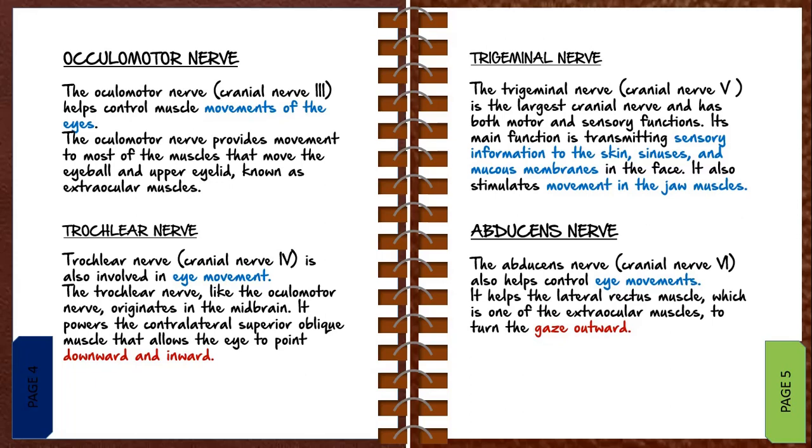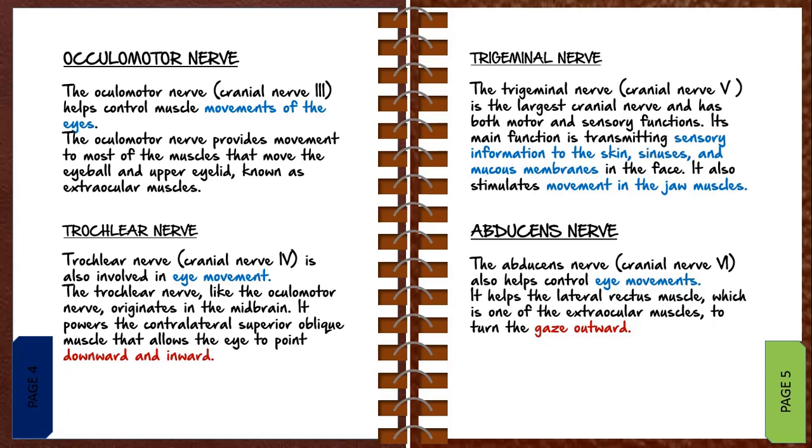Now let's move on to the trochlear nerve. Trochlear nerve is known as cranial nerve 4. It is also involved in eye movement. The trochlear nerve, like the oculomotor nerve, originates in the midbrain. It powers the contralateral superior oblique muscle that allows the eye to point downward and inward. Trochlear is purely motor modalities.